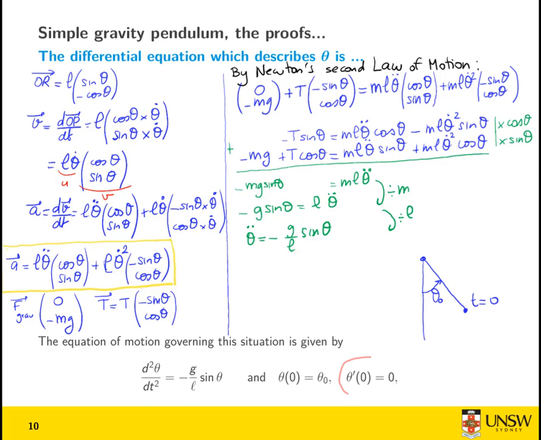This second condition, which says the derivative of theta when time is 0, comes from the fact that the initial velocity is 0, because we decided that when time is 0, the person just opens their finger, they don't push the pendulum. So the initial velocity is 0, and this is what this says. We now have established this differential equation and these two initial conditions.